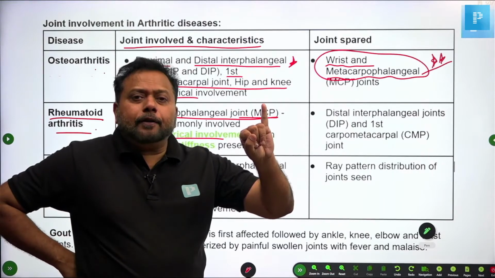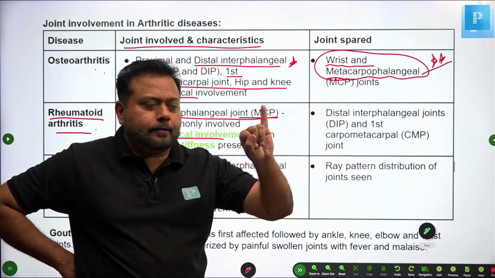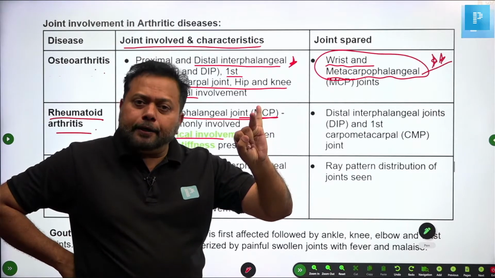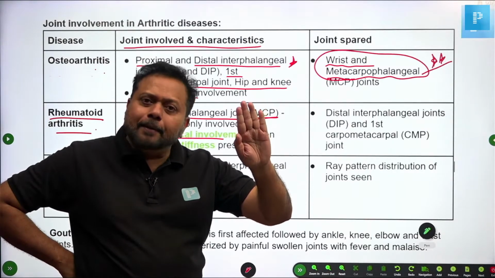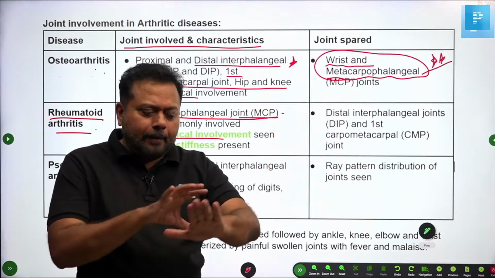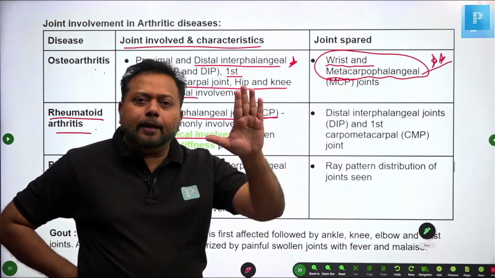Number 1, early morning stiffness more than 1 hour for 6 weeks. Everything should be there for 6 weeks. Number 2, small joint involvement. Number 3, hand joint involvement. Number 4, symmetrical joint involvement. Number 5, more than one area. For example, hand, elbow, knee, more than one area involvement.